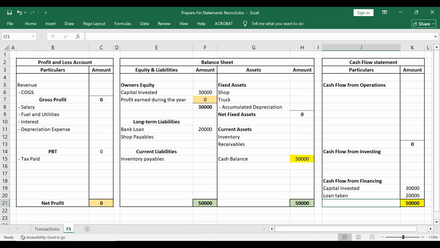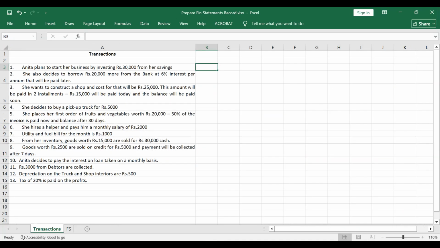Now, after you post each and every transaction, you should see to it that the balance sheet figures are tallying on both the equity and liability sides and the asset side. If it is not tallying, then that means either you have done something wrong or you have missed posting an element in the financial statements. So let's go to transaction number 3.